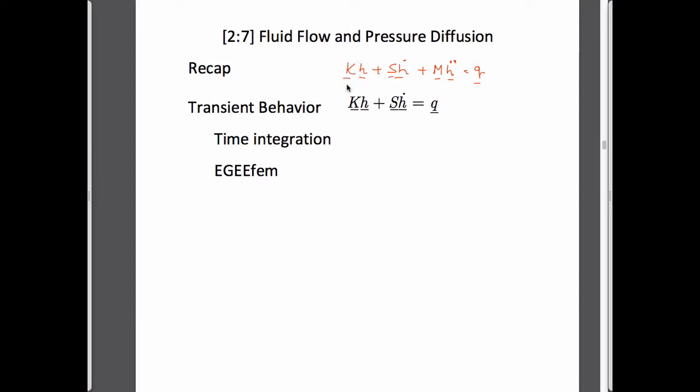For steady state, it's only this leftmost term and the rightmost term. For transient behavior, we have this capacitance term, which in solid mechanics would be kind of a damping term on displacements. We don't have the equivalent in this system for the second derivatives, which are accelerations. They have no real equivalent when we're talking about heads. It would be d2 dt squared, so we don't actually have those.